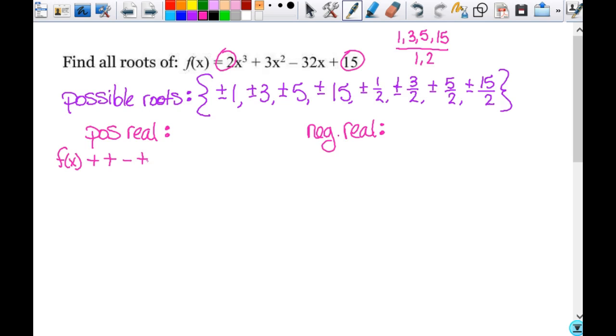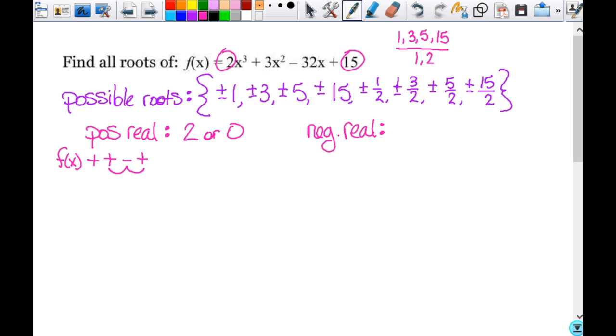Doesn't matter either way, right? But what we're looking for is the sign changes. How many sign changes are here? 2. It goes from positive to negative and then from negative to positive. That means my positive real possibilities is 2 or what? 0.